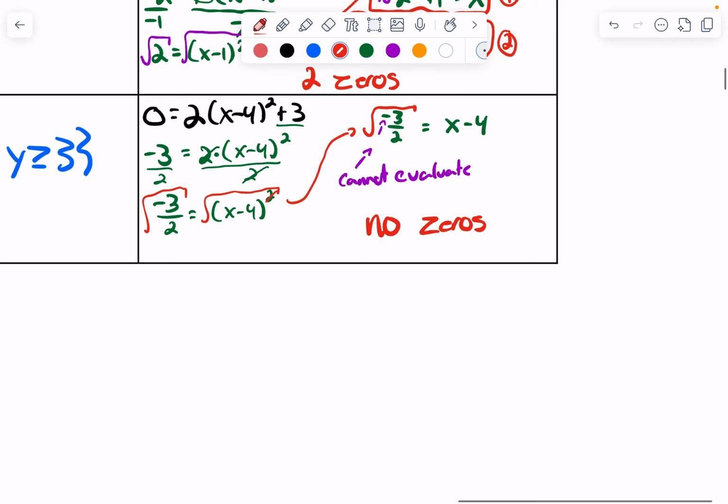So meaning you have a scenario like that third one I showed you, or like this, okay? You'll never hit the x-axis.